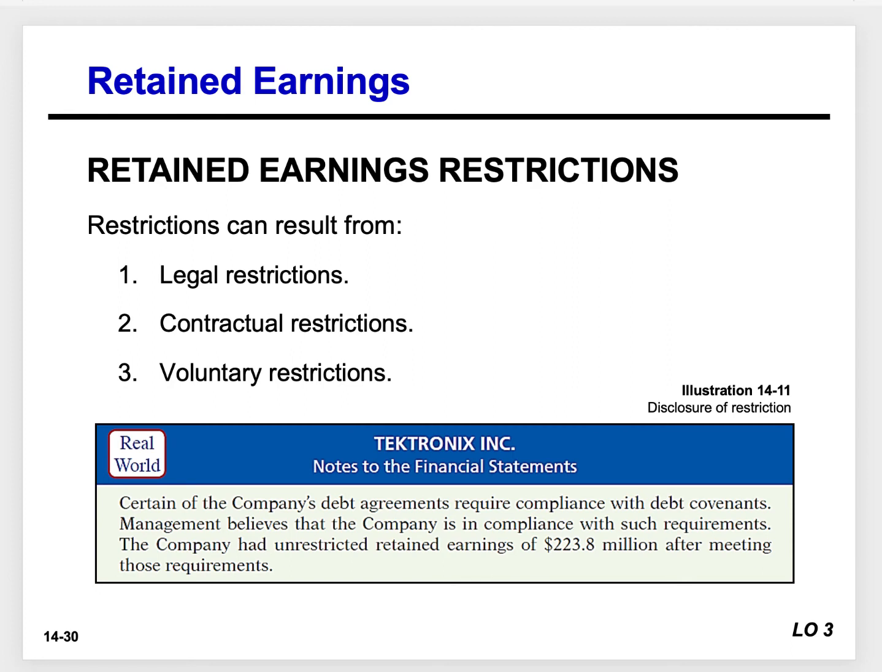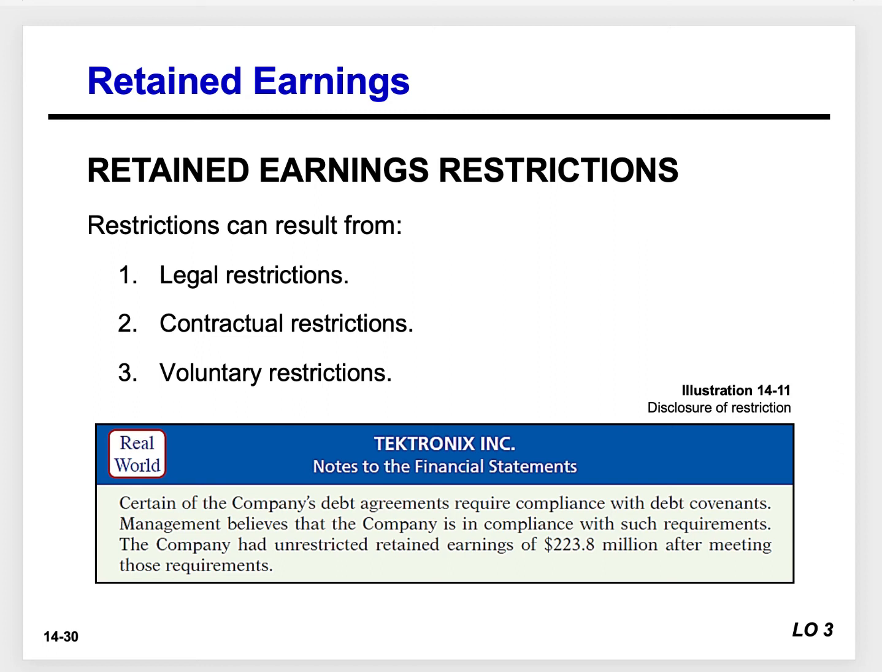Okay. And then finally, there's a voluntary restriction, right? A company can voluntarily restrict their retained earnings, meaning we're going to have a balance of Y, and we're not going to go below that for any reason. And this is just a voluntary restriction. So you see here a kind of real world example for Tectonic Incorporated, right? And notice that this is a note to the financial statements. So on their balance sheet, they're going to have notes underneath.